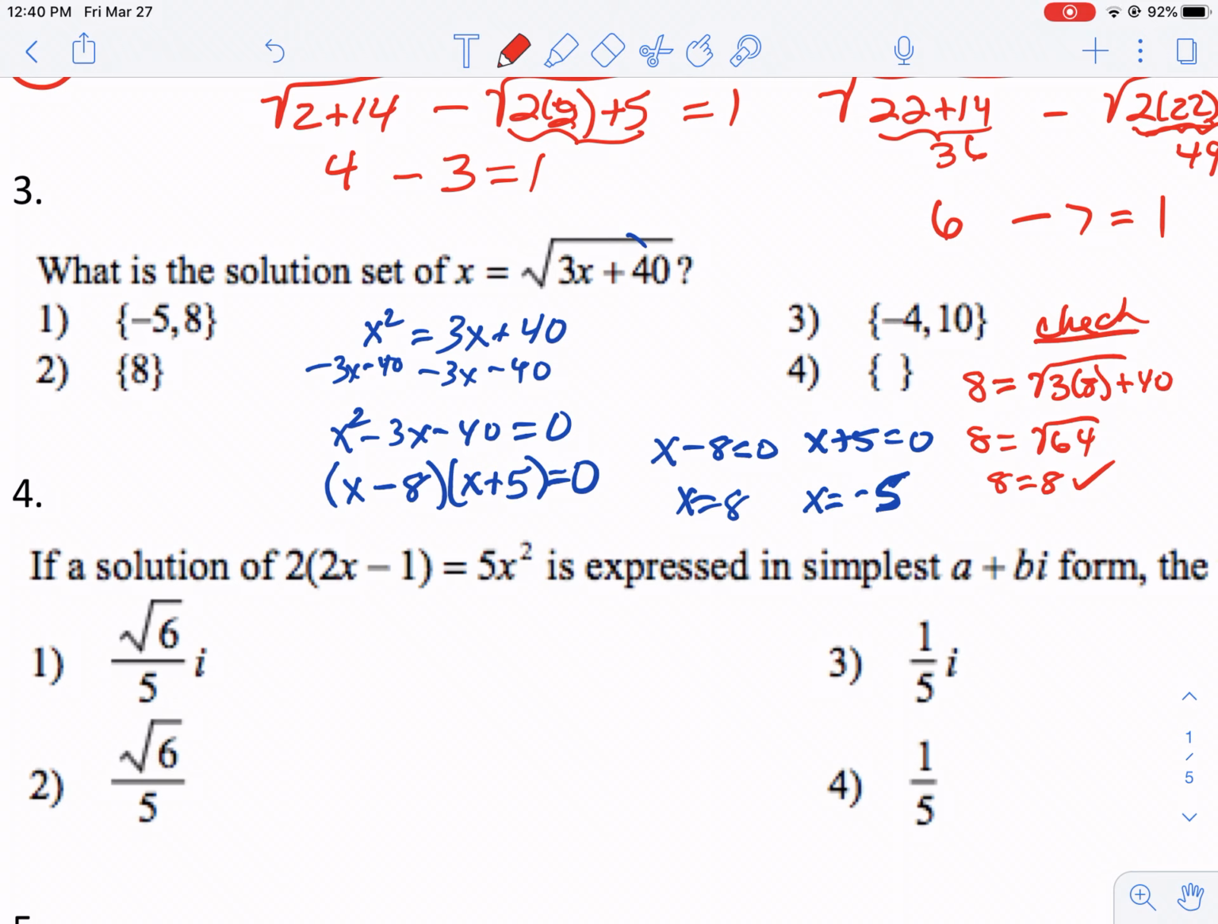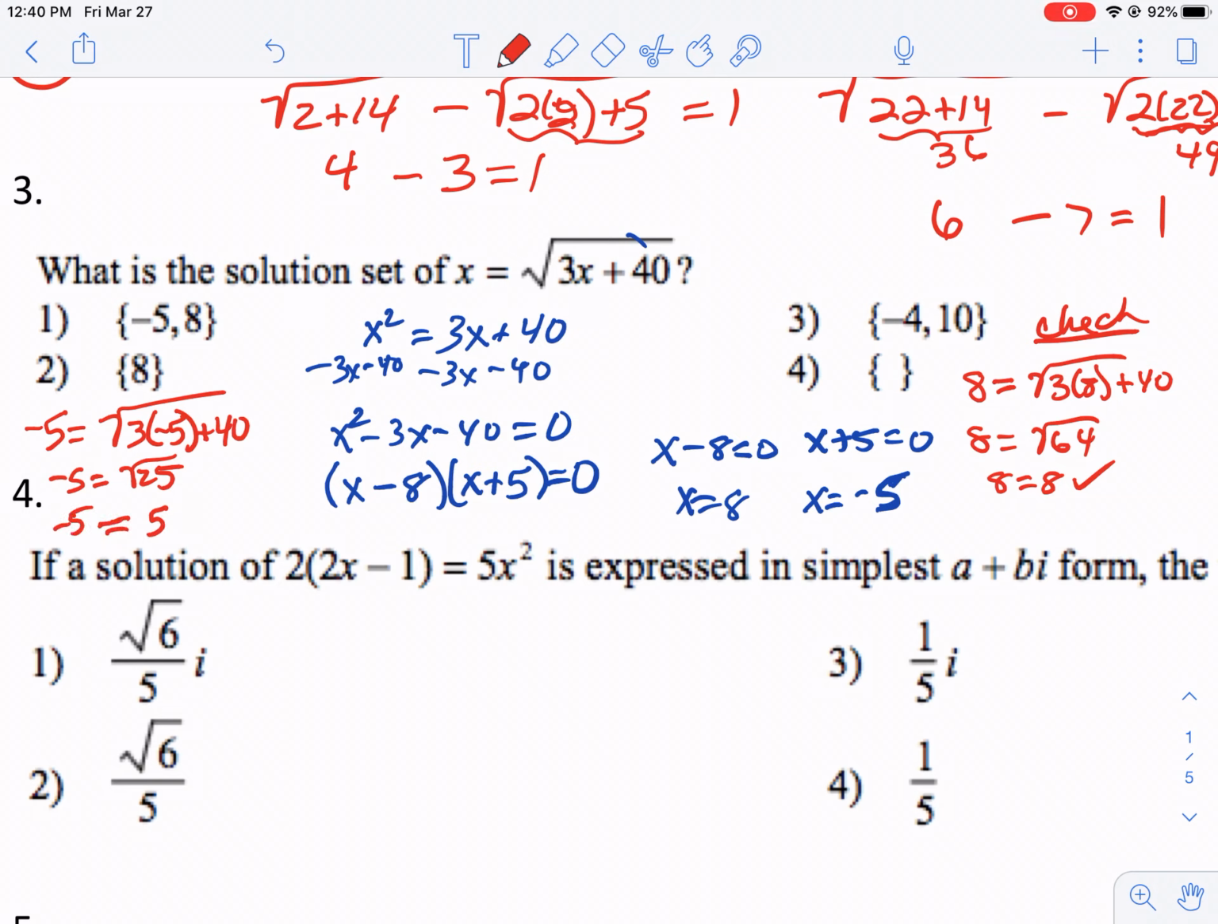I'm going to have to check the negative 5 on the other side. Negative 5 should be equal to the square root of 3 times negative 5 plus 40. So negative 15 plus 40 is 25. Is the square root of 25 negative 5? No, it's not. It's positive 5.